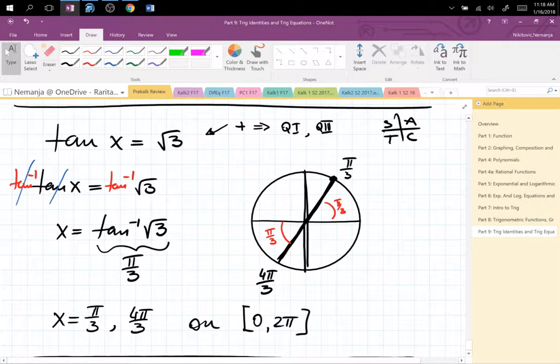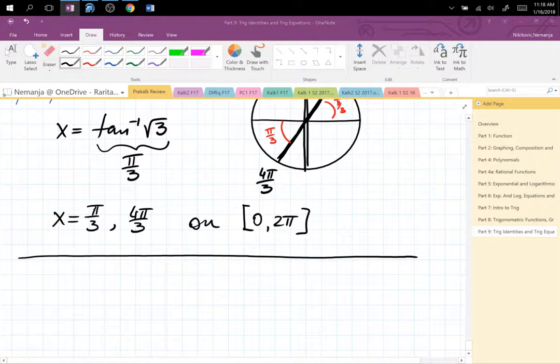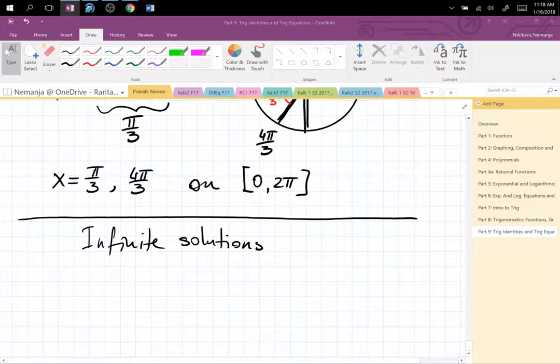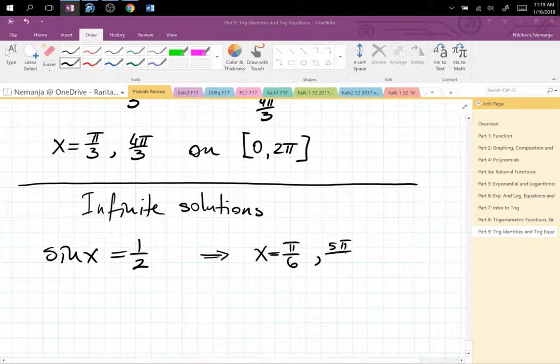So let's talk about infinite solutions. I am going back to sine x equals 1/2, where we found that x is equal to pi over 6 and also 5 pi over 6 with the graph which looked like this.